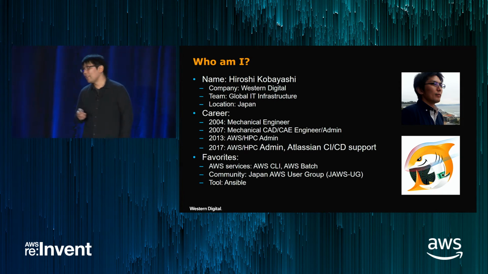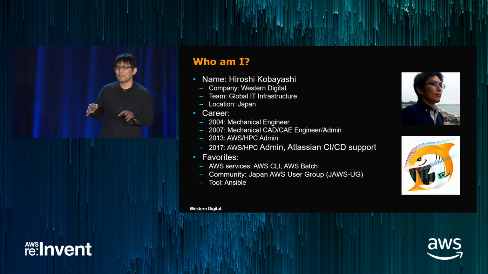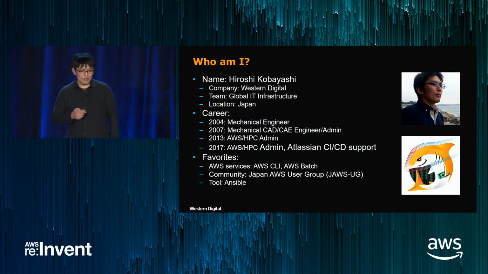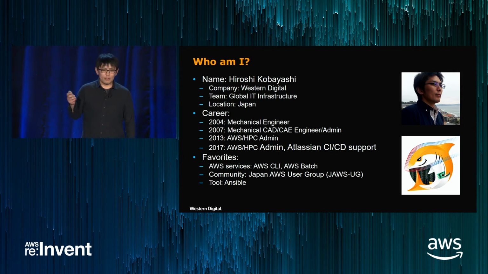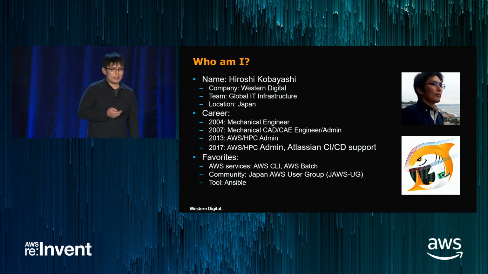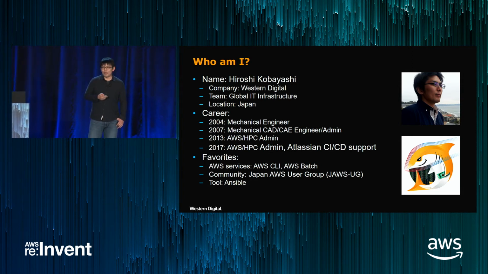My favorite AWS services are AWS CLI and AWS Batch. I think in this room, there are a lot of HPC guys. HPC guys love command line tools with black background, I think. Am I correct? And some of you may know Japanese AWS users are very active in their community. The Japan AWS user group is called JAWS-UG, having a cool shark icon. I'm chairing one of the user groups about HPC with my friend.